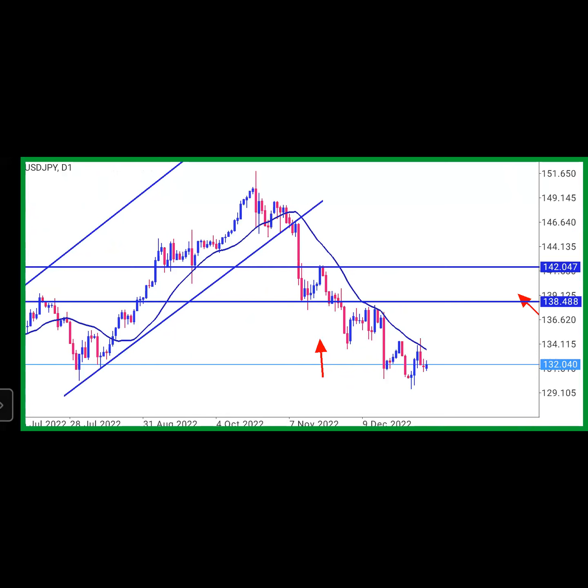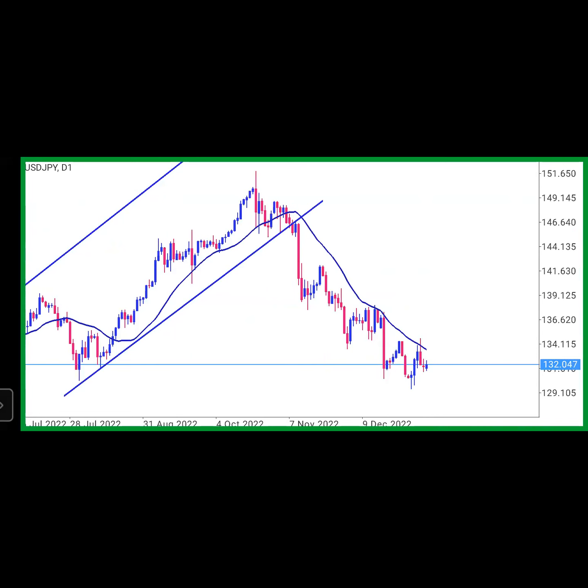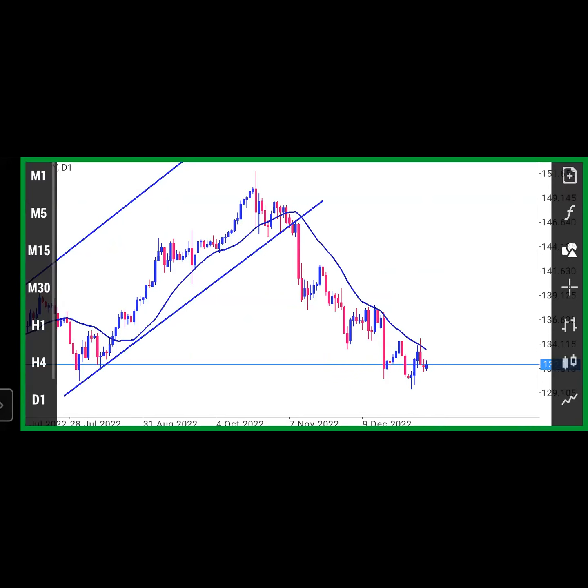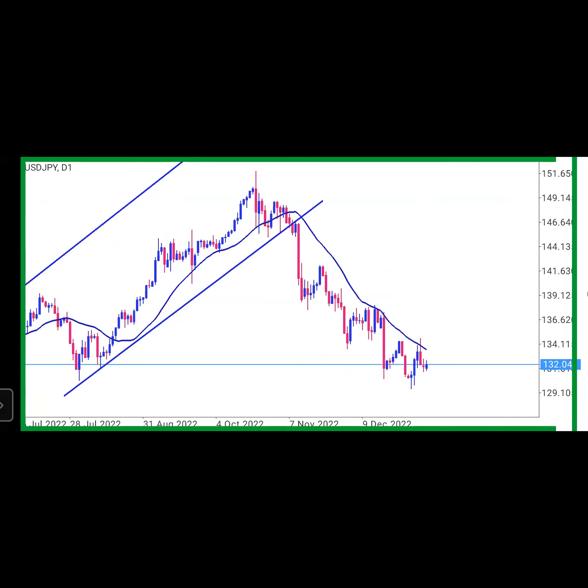Okay, so everybody, what trend is this? What trend? Downtrend. So meaning you'll be looking to do what? Buy or sell? To sell. Okay, great.